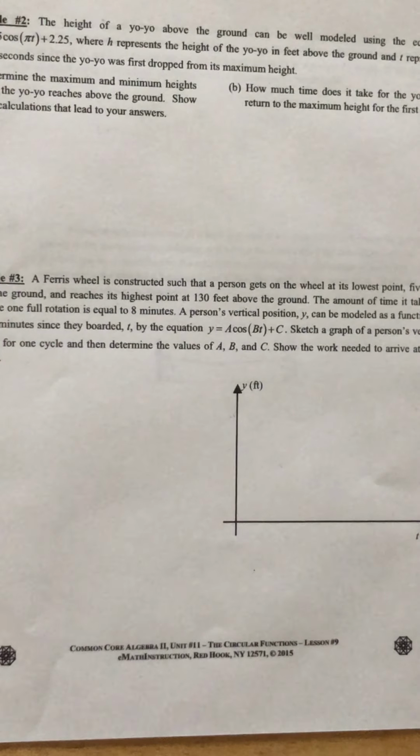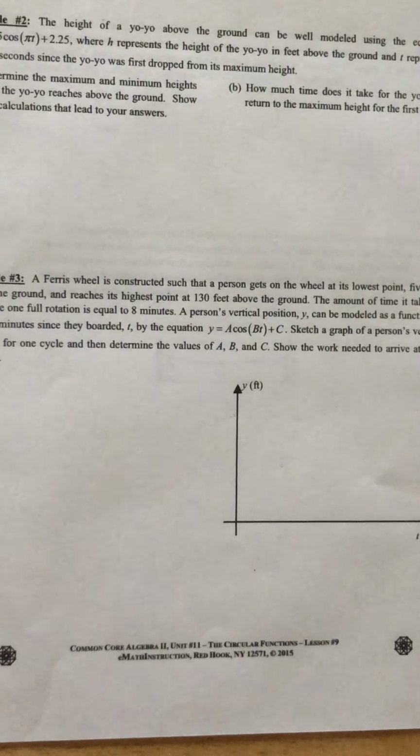All right, next example, we have the height of a yo-yo. All right, so this one has a cosine curve as well. Let's see, we want to figure out the minimum and maximum heights. We want to know how much time it takes for the yo-yo to return to the maximum height. All right, so no graph here, just a little bit of algebra.